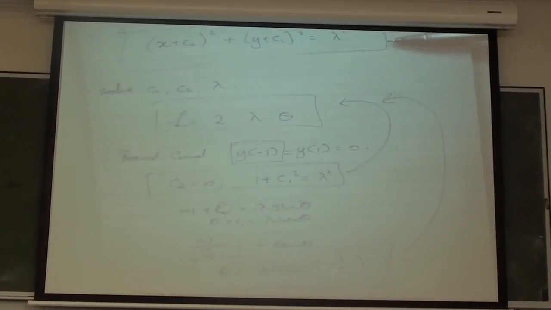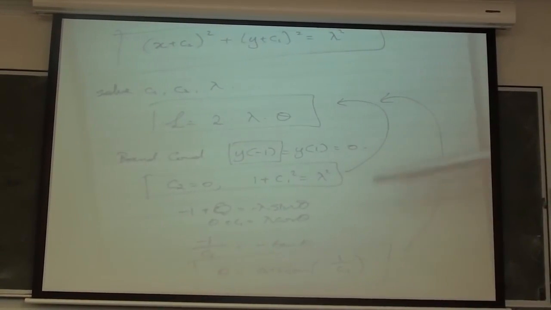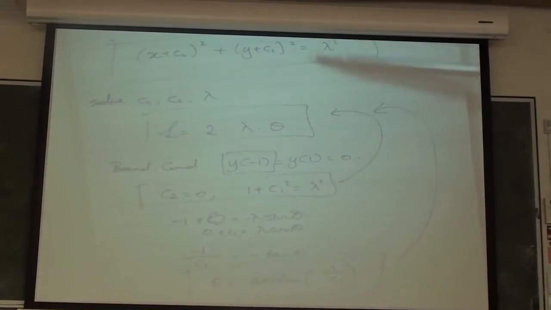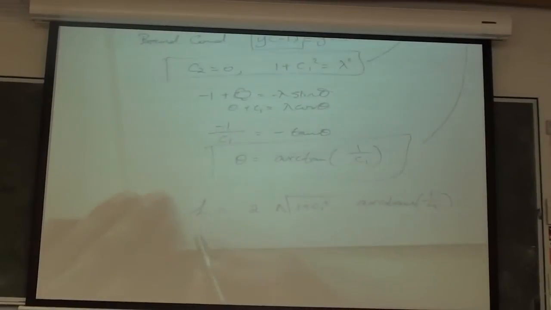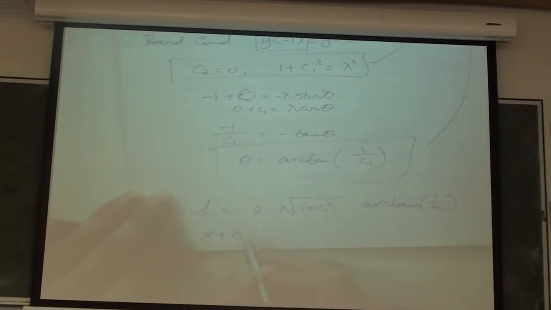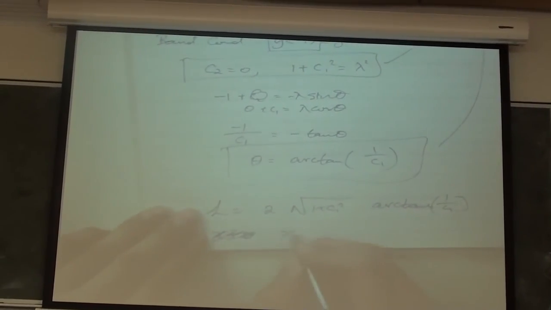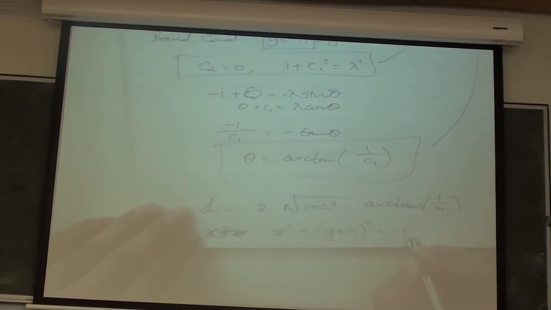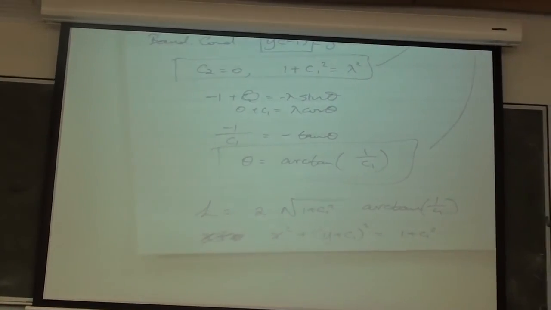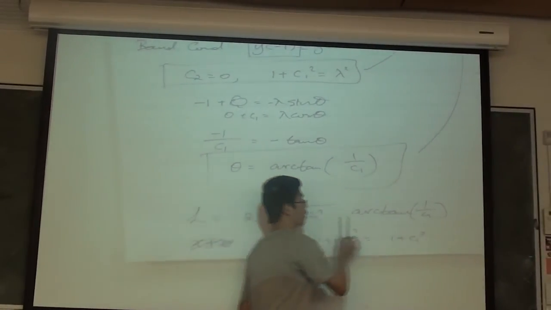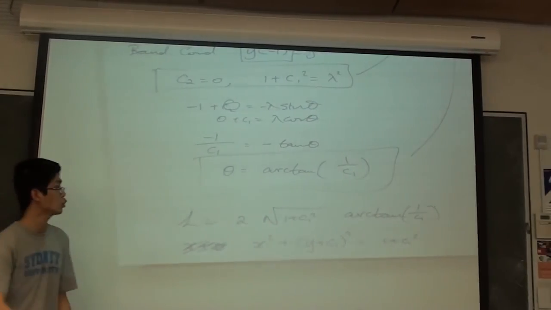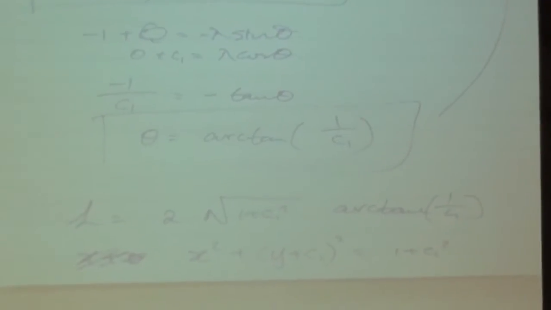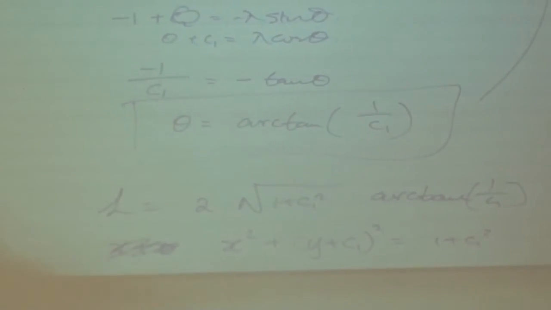If you substitute those conditions back into the equation of a circle, especially that C2 equals 0, and I rewrite lambda in this way, you will get x squared plus (y plus C1) squared equals 1 plus C1 squared. As I mentioned before, if you give me an L now, I can solve for C1 numerically. And once I have the numerical solution, I can tell you precisely where that circle is. And that almost finishes our problem.